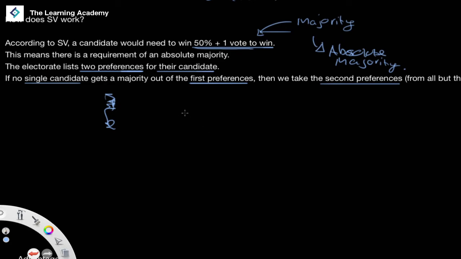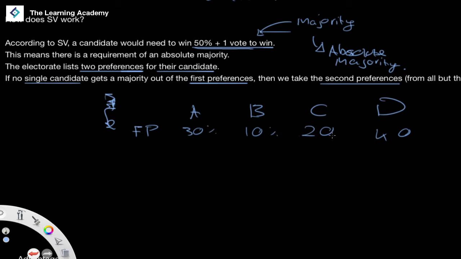Okay, so let's think about it. If we have candidates A, B, C, and D, we've got 4 candidates, and let's say that most people put their preferences in. Let's say in the first preferences, candidate A gets 30, candidate B gets 10, candidate C gets 20, and candidate D gets 40. I think that makes up 100. These are all percentages, and these are in the first preference.